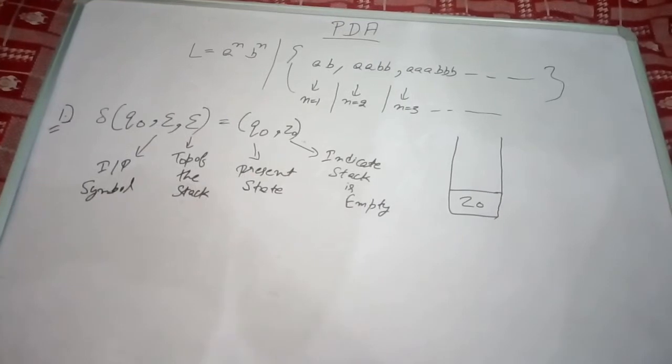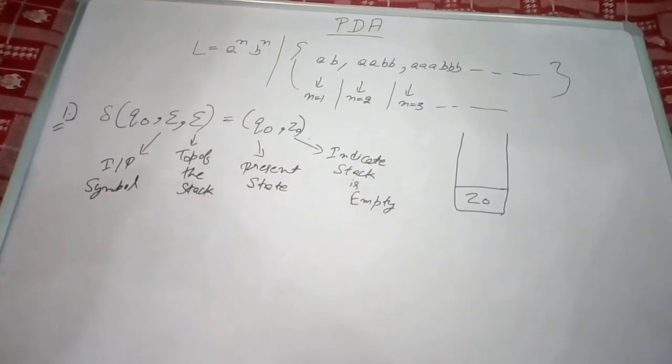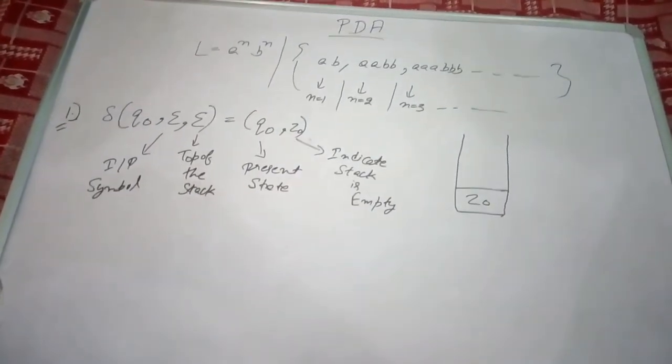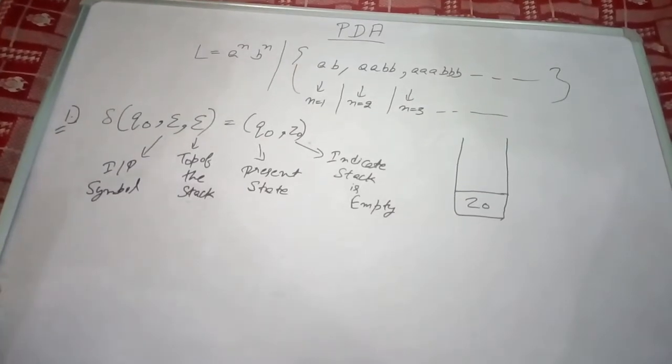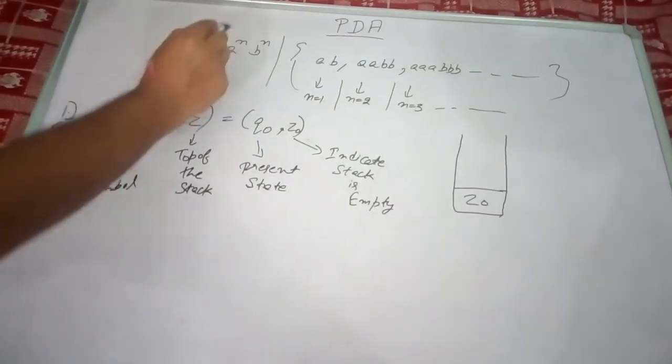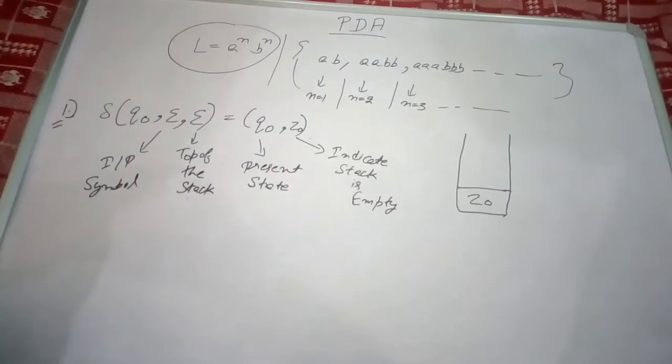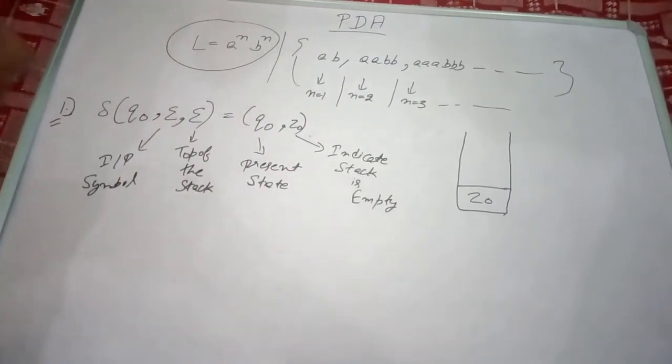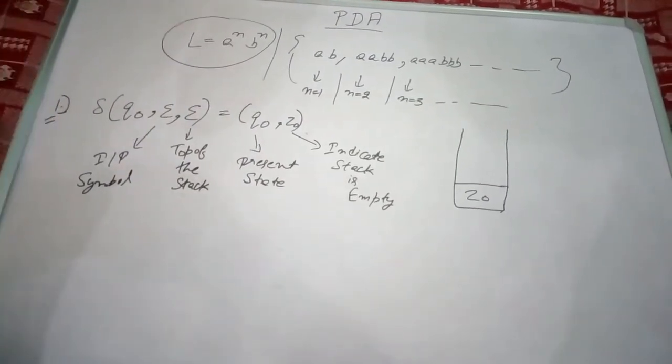So today we are going to discuss the PDA, which is a pushdown automata in theory of computation. We have the example language equals a power n, b power n.